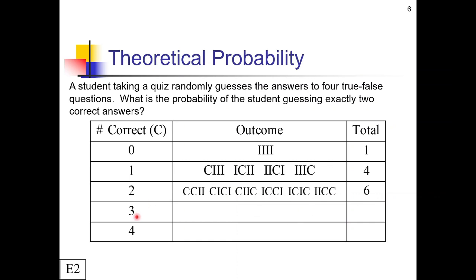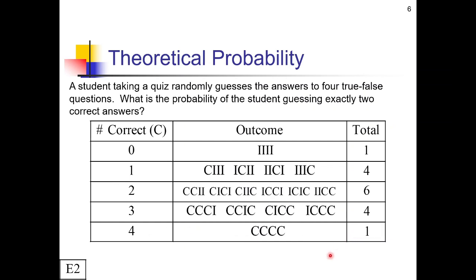For 3 correct, that's kind of like 1 correct. This is actually kind of like having 1 incorrect. So your last one could have been incorrect, or maybe the third one, or the second one, or the first one. So 4 different ways of getting that. And we're seeing kind of there's this symmetry maybe developing here. And then finally, there's only one way to get all 4 of them correct, and that is if all 4 of them are correct. So that's 1 there.